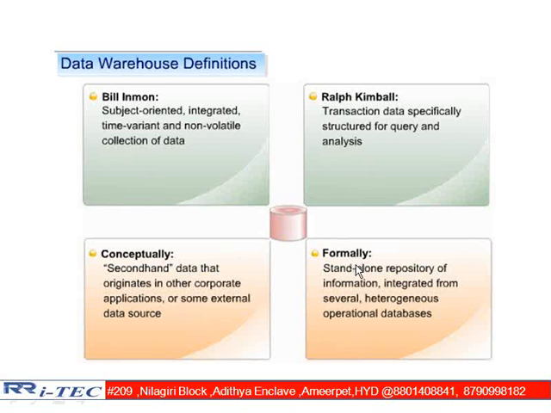Next, formally we say it is a standalone repository of information integrated from several heterogeneous operational databases. In our data warehouse, is data coming from only one OLTP, sir? No, right? It is coming from n number of OLTPs. As it is coming from n number of OLTPs, we can say it is heterogeneous application databases. Here, these databases are divided into two types: one is homogeneous, the other one is heterogeneous. Homogeneous meaning similar.